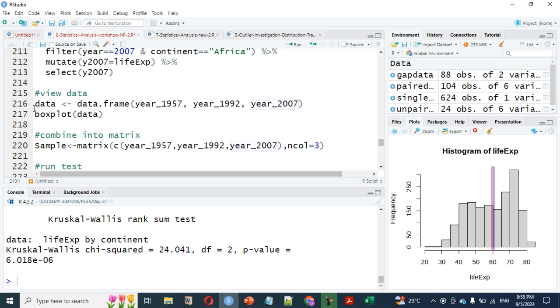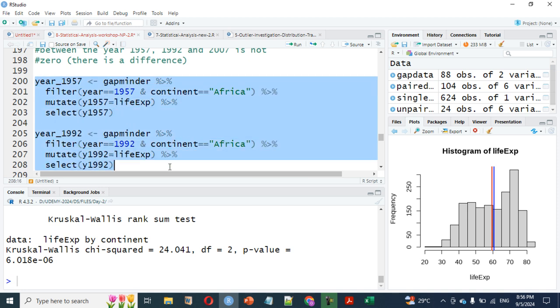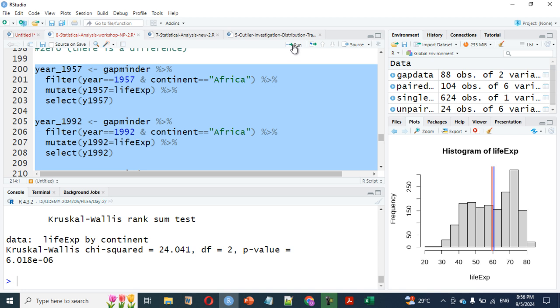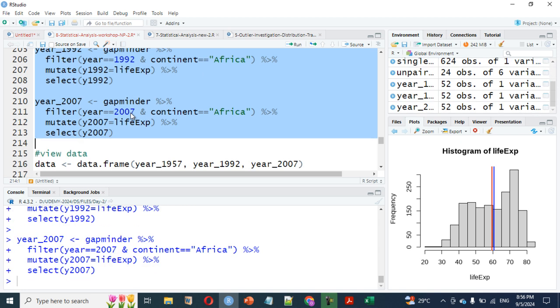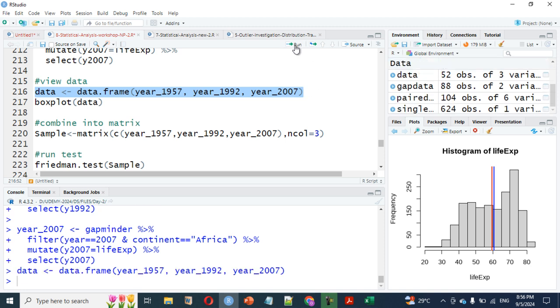So if you run this line of code now, you can see that this one is okay. Let's run this first. We have not run these three lines. Okay, we have run these three lines. So let's run this line, data, to call the data. So we have our data now.